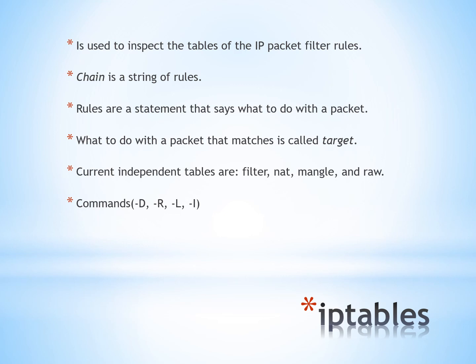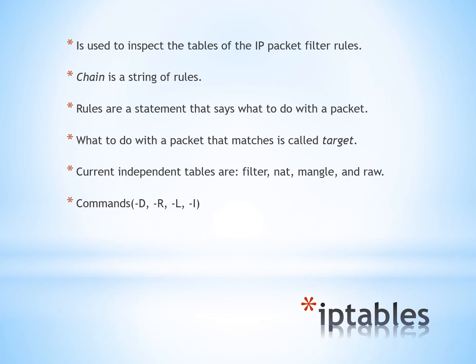Some of the current independent tables are filter, NAT, mangle, and raw. Filter is the default table, most frequently used. NAT is consulted when a packet that creates a new connection is encountered. Mangle is used for specialized packet alteration, and raw is used mainly for configuring exemptions.